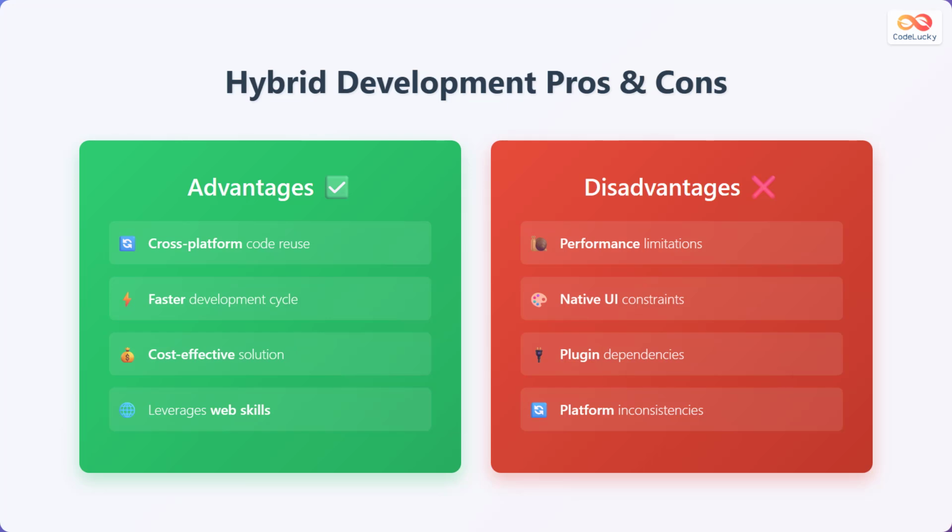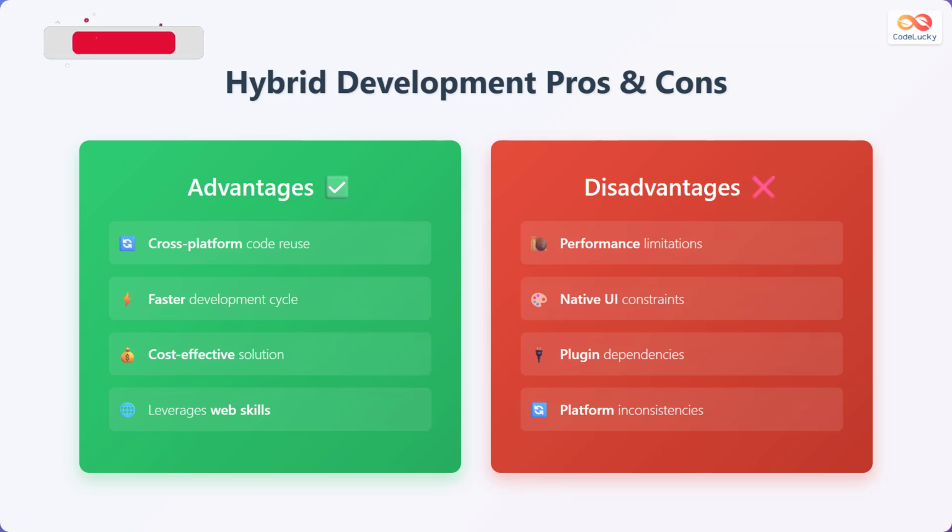Hybrid mobile development with Cordova offers several significant advantages. Cross-platform code reuse means you write your application once and deploy it across multiple mobile platforms, dramatically reducing development time. The faster development cycle results from leveraging existing web technologies and frameworks. It's a cost-effective solution since you need fewer specialized developers and can maintain a single codebase. Additionally, it allows teams to leverage existing web development skills rather than learning platform-specific languages.